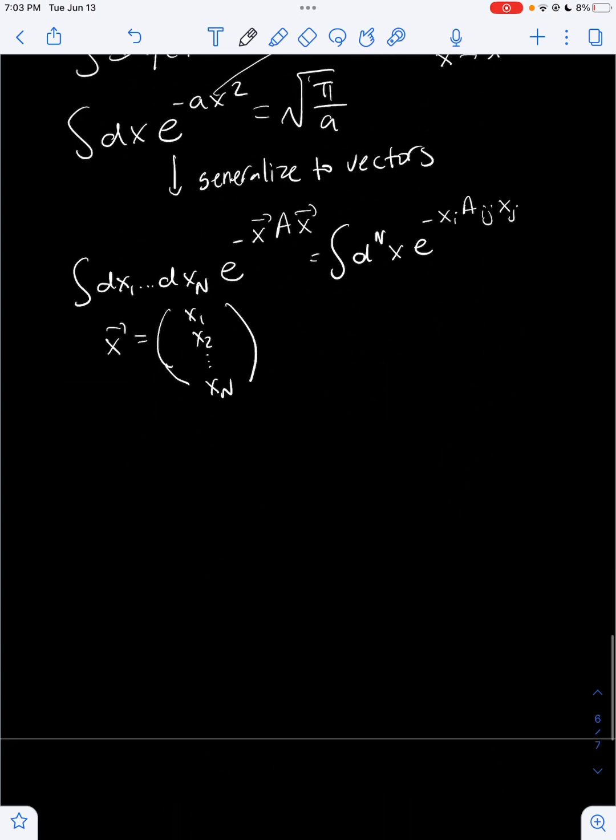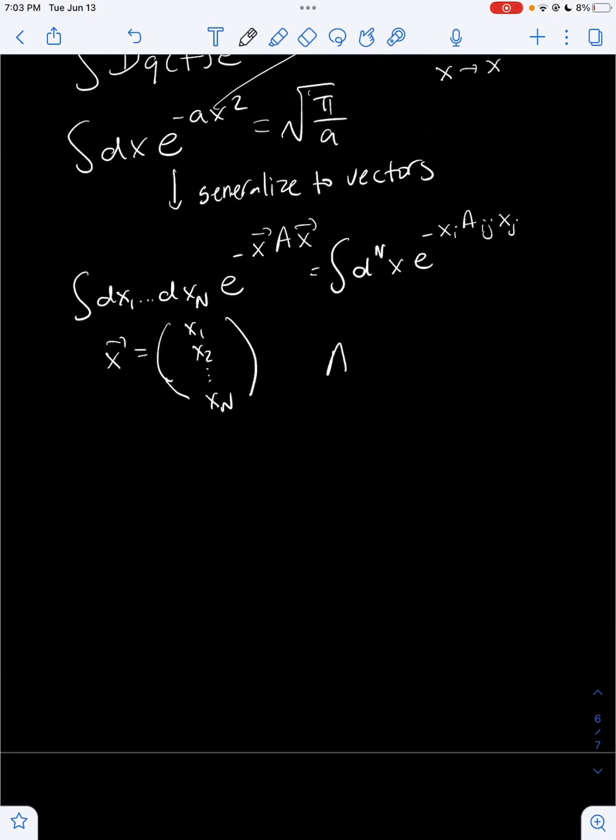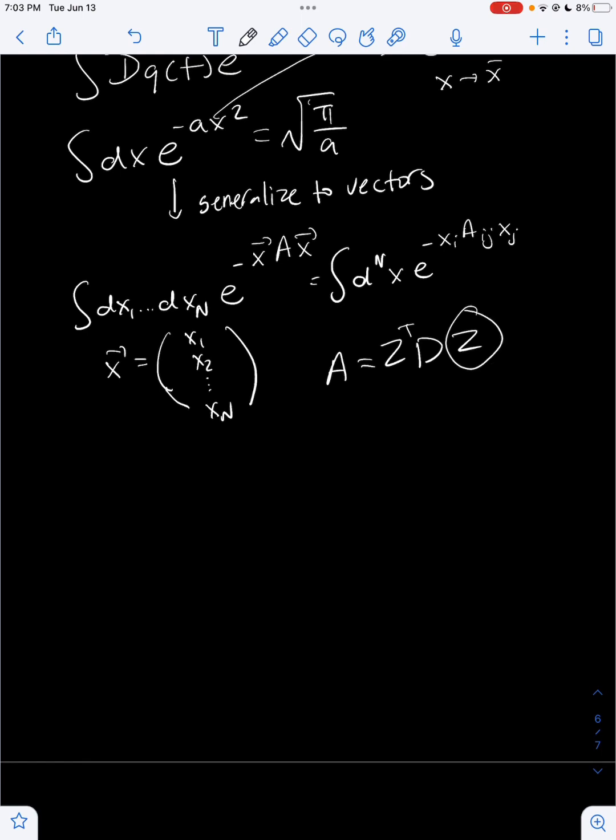So what we can do now is write this matrix A in terms of a diagonal matrix D multiplied by an orthogonal matrix Z.